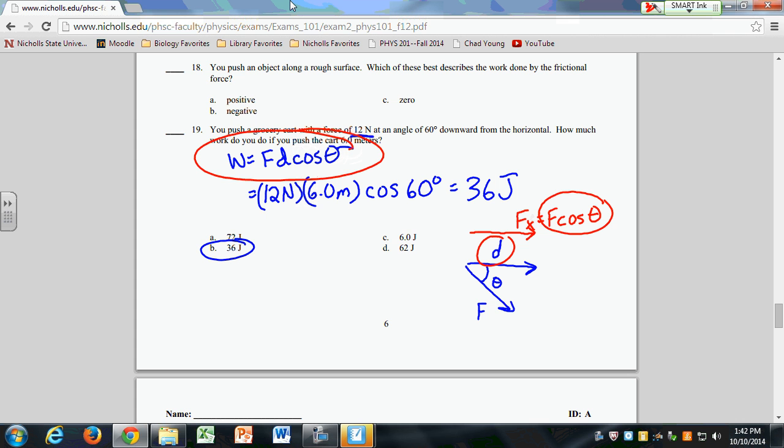It's the distance that it moves times the component of the force that's in the same direction as the distance. It's always going to be cosine. It's always going to be the angle that's given. Nothing fancy about that. All right?